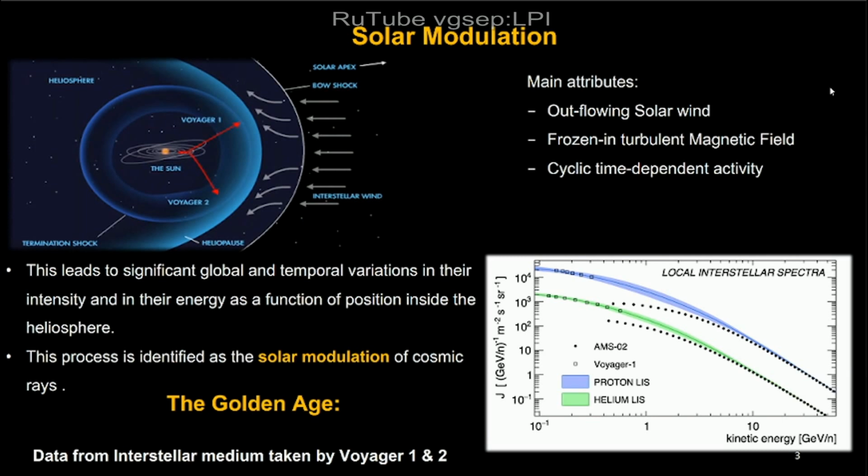So the intensity will change. This is called the solar modulation. As we see here in this plot, it shows the local interstellar spectra from the Voyagers and also from the AMS for both proton and helium. In the lower region of the energy, we see some gap, which could be a sign of the solar modulation.